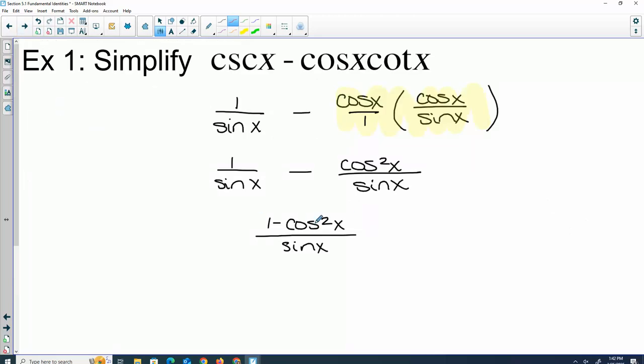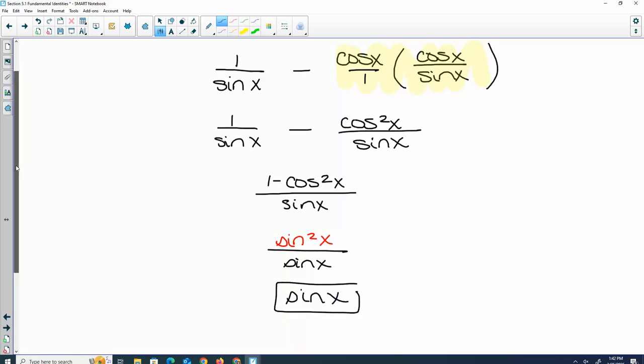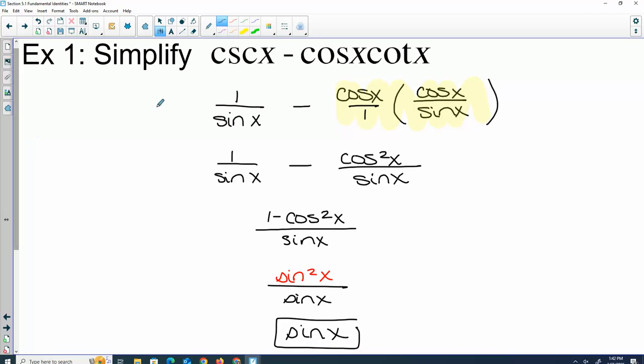So you probably wouldn't have recognized it right now, but after we do it several times, you'll get to that point. 1 minus cosine squared is sine squared. So I have sine squared x divided by sine x. And what happens if you take sine squared and divide it by sine? What do you get? You have 2 sines on top and 1 on the bottom, so one of them cancels. So what that tells us is this original expression is really equivalent to sine x.